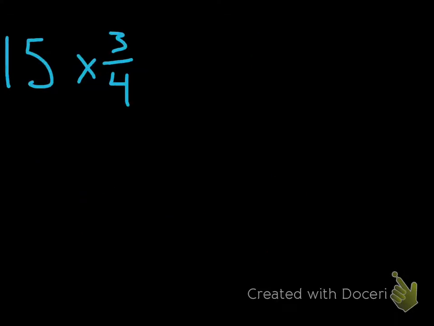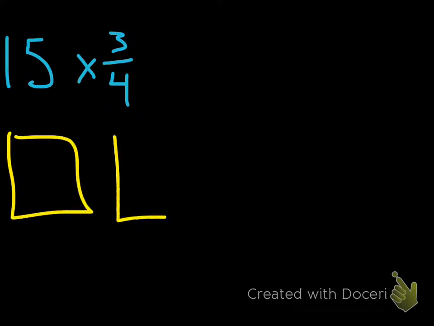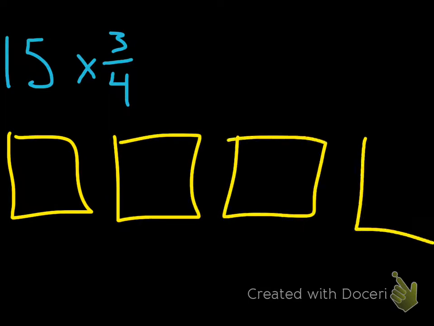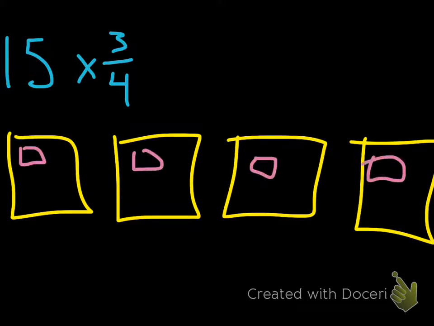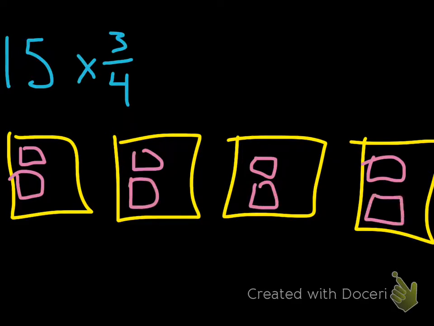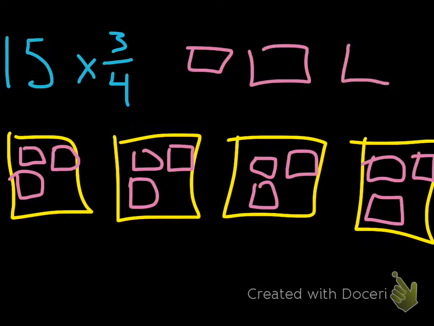Let's try another one. 15 times 3/4. This time I'm going to start with a picture. So I have 4 equal groups because that's my denominator. 1, 2, 3, 4. I'm going to split 15 objects between them equally. So there's 1, 2, 3, 4, 5, 6, 7, 8, 9, 10, 11, 12. Now I have 13, 14, 15 left over.